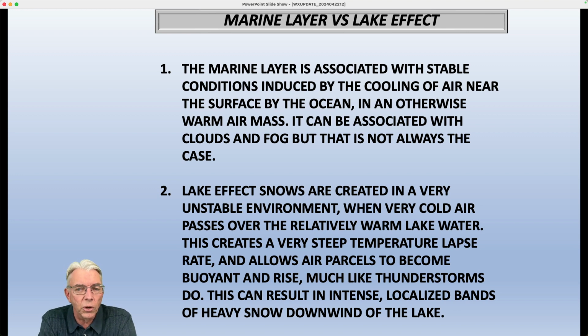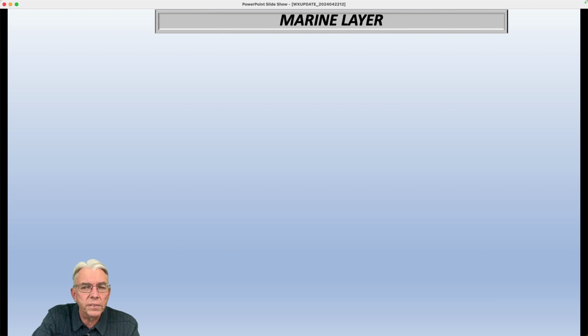Now, lake effect snows are created in a very unstable environment where very cold air passes over relatively warm lake water. This creates a very steep temperature lapse rate and allows air parcels to become buoyant. In other words, they're warmer than the environment that they're in, and they rise very quickly, accelerate upward very quickly, much like thunderstorms do. And this can result in intense localized bands of heavy snow downwind of the lake. So let's try to look at this graphically here.